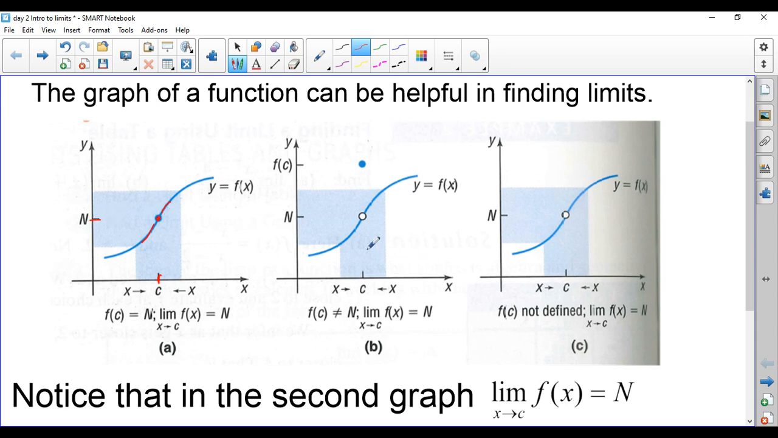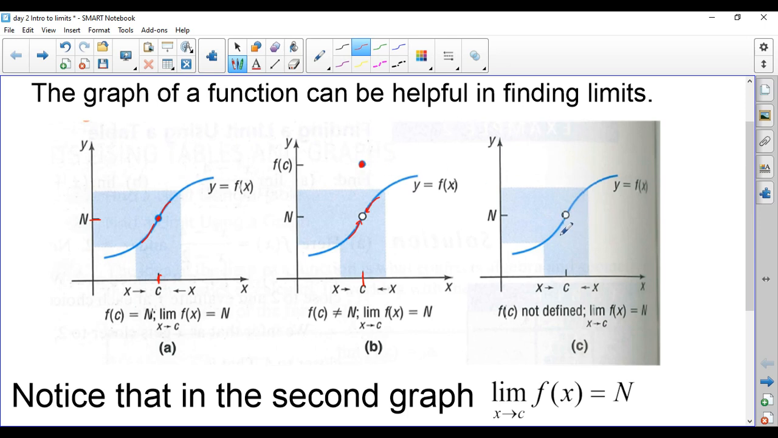Here's a second situation. The f of c value is up here. It is not equal to n. But in this case, the limit as x approaches c of f of x is still equal to n. As we come in from the left and from the right and get closer to c in the middle, my y coordinates get closer and closer to n. So the limit is still n, even though the function value at c is not n.